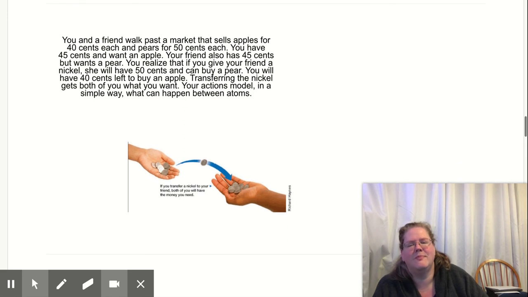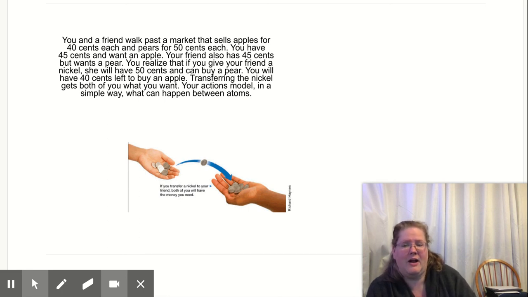It's kind of like sharing. So you and your friend walk past a market that sells apples for 40 cents each and pears for 50 cents each. You have 45 cents and want an apple, but apples only cost 40 cents, right? So you're okay. Your friend has 45 cents but wants a pear. She's short 5 cents. So you realize that if you give your friend a nickel, she would have the 50 cents, then buy the pear. You will have 40 cents left to buy your apple. Transferring the nickel gets you both what you want. Your actions model kind of like an ionic bond. In a simple way, it's what happens between atoms.